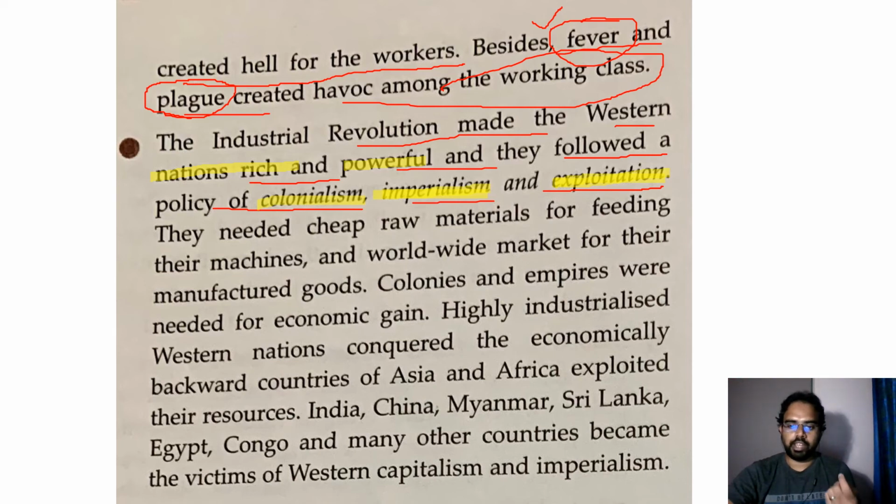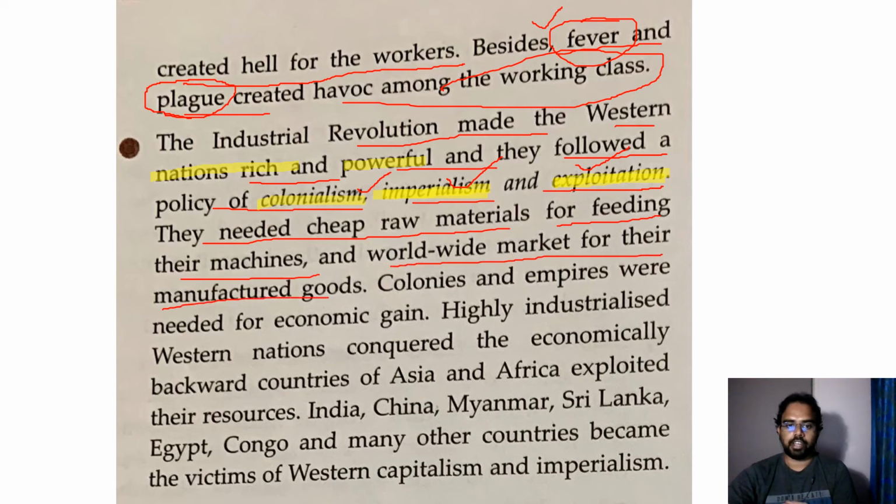For example, you take India. India was a colony, right? India was a colony of the British, because Britishers had an imperialistic nature. That means they had a tendency to control other places. They wanted other places to be controlled because they were rich and powerful. And because of this imperialistic and colonialistic nature, they started exploiting their colonies. They needed cheap raw materials for feeding their machines and a worldwide market for their manufactured goods.